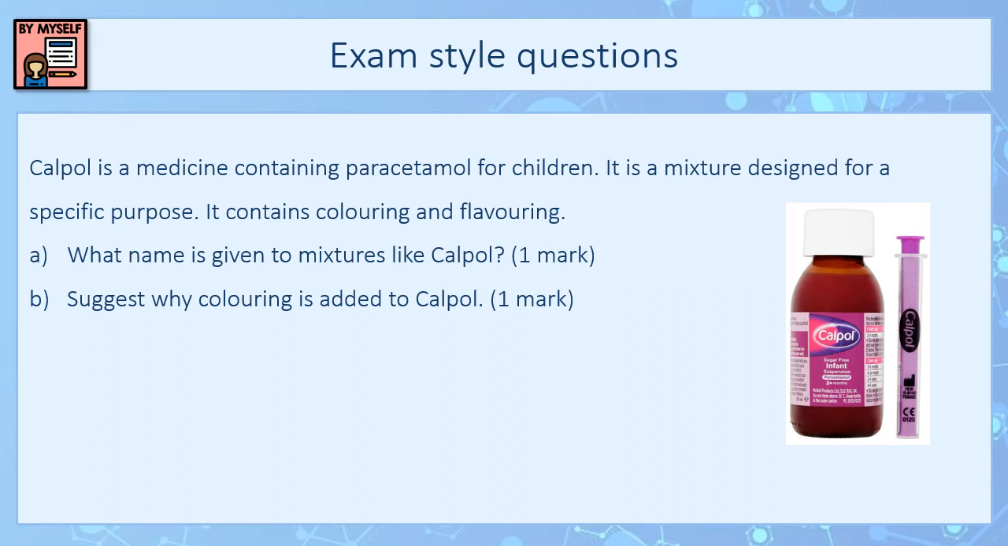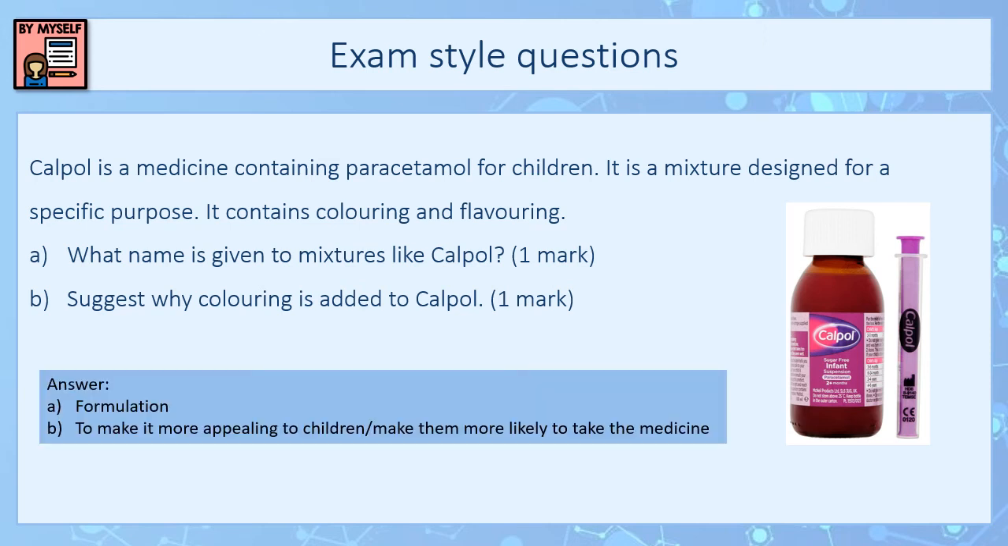The second part is asking us to suggest. Now suggest means that you need to use your own knowledge as well as what you've learnt through the course to form your answer. So suggest why colouring is added to Calpol. They've told us in the question that Calpol is a medicine marketed at children. So it would make sense that the colouring is added to make it more appealing to children or to make them more likely to want to take the medicine.